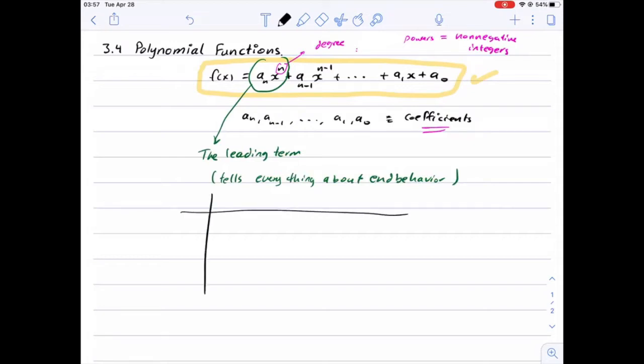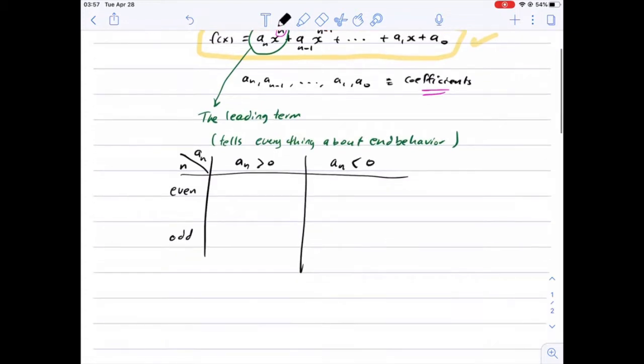So let me summarize the information that can be obtained from the leading term of a polynomial. I'm going to construct this table. Here we have a sub n, the leading coefficient, and n, which is the power or the degree of the polynomial. Now the degree can be either even or odd, and the leading coefficient can be positive or negative. This table should determine the end behavior of a polynomial.